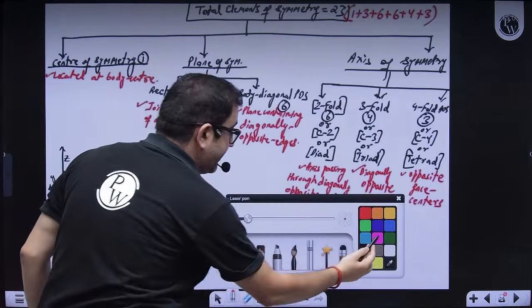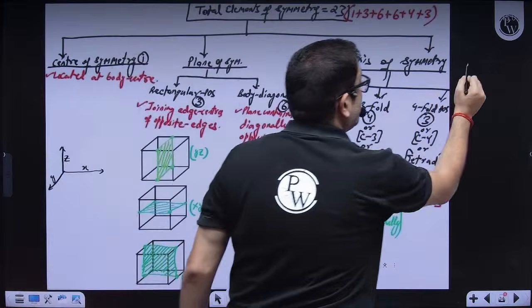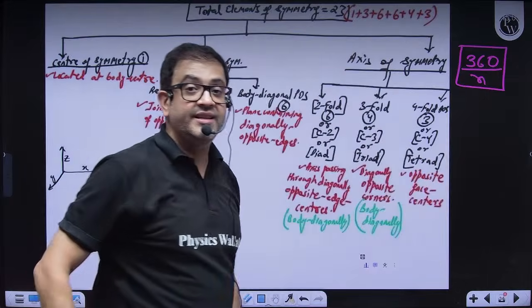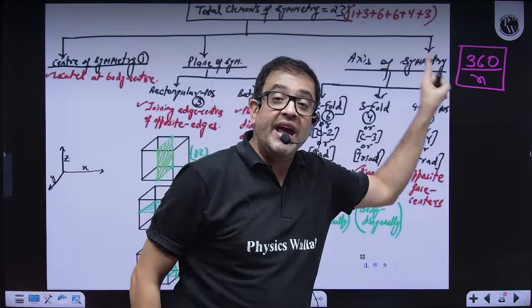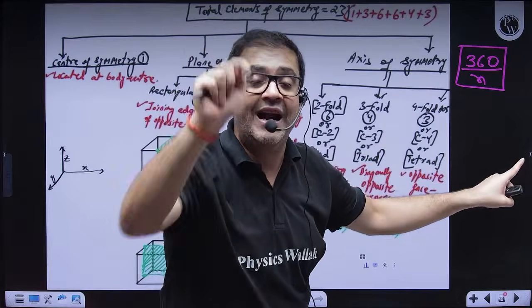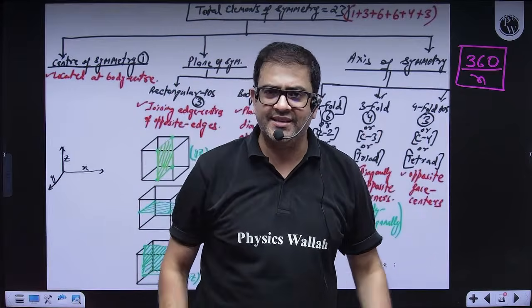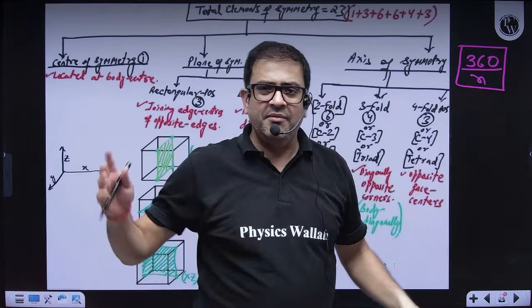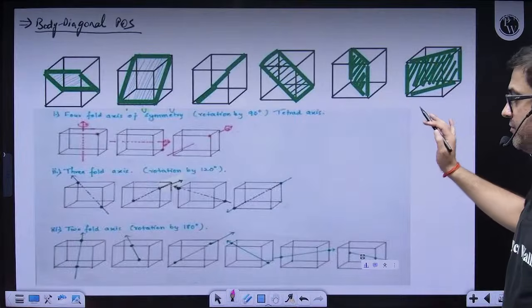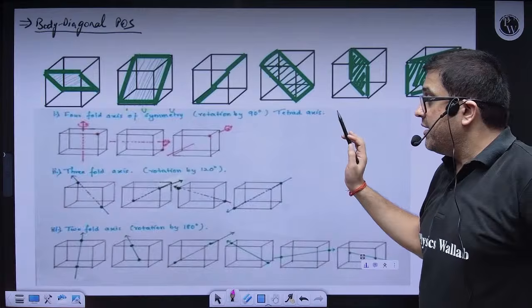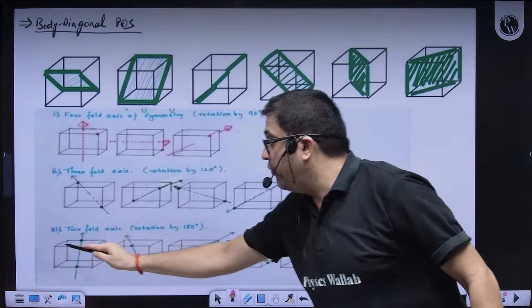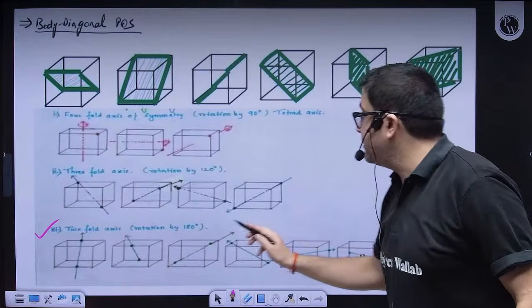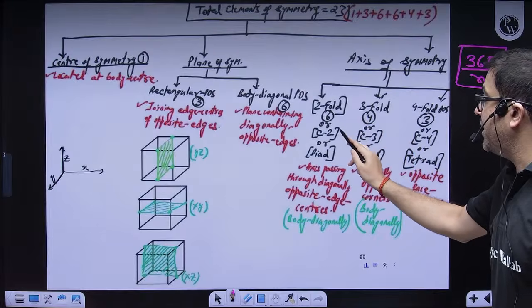So that further gives the definition of the axis of symmetry. If I am rotating by an angle of 360 degrees by n, then the value of n will decide the name of that axis of symmetry. Let's directly go to a picture. What is a two-fold axis of symmetry? A two-fold axis of symmetry is also termed the C2 axis of symmetry.